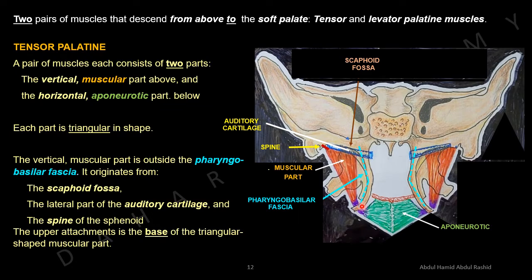The vertical muscular part is outside the pharyngobasilar fascia. We have already mentioned that. It arises from the scaphoid fossa, the lateral part of the auditory tube, and the spine of the sphenoid. The upper attachment, which is the wider attachment, is the base of the triangle.